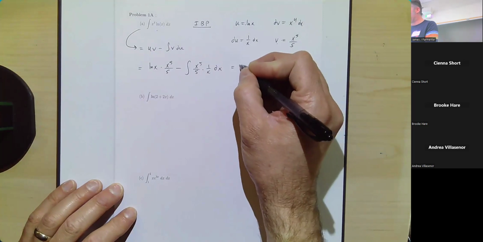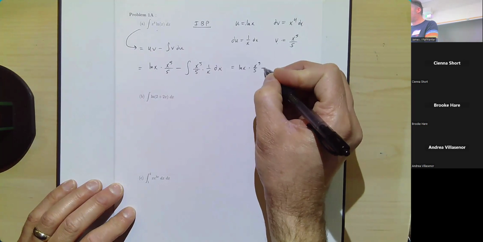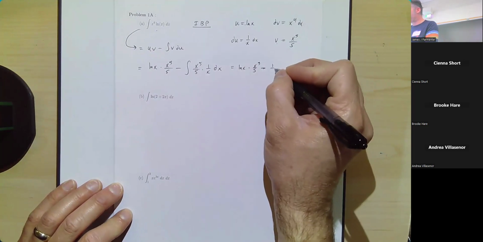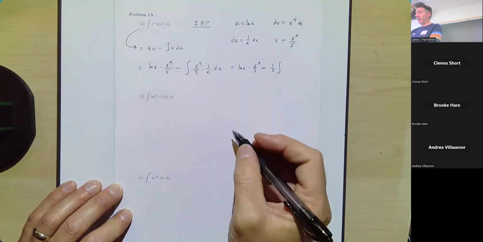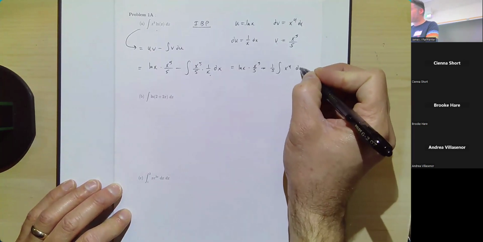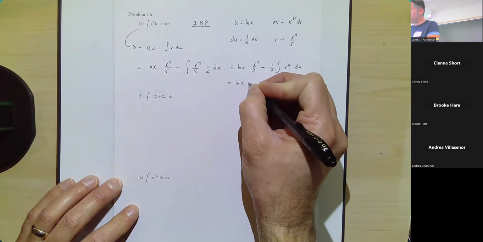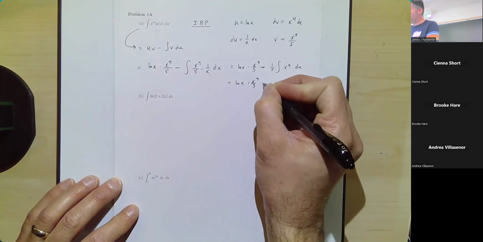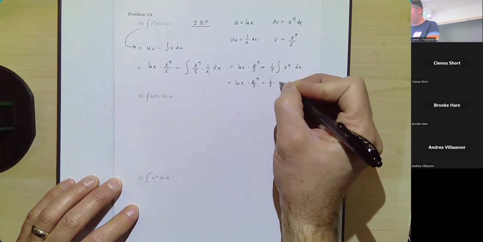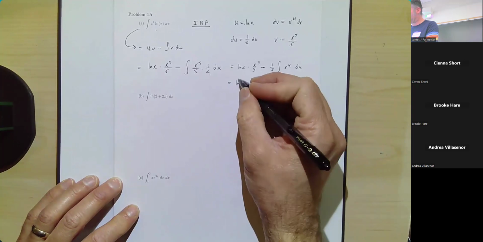We should write this as the natural log of x times x to the 5th over 5 minus, we should pull out the 1/5, and we should definitely simplify x to the 5th divided by x is just x to the 4th. And then we're almost done. We're going to get the natural log of x times x to the 5th over 5 minus 1/5 times the integral of x to the 4th, which is x to the 5th over 5 plus c.